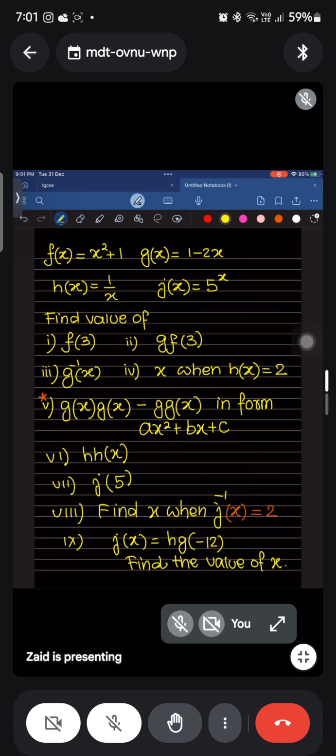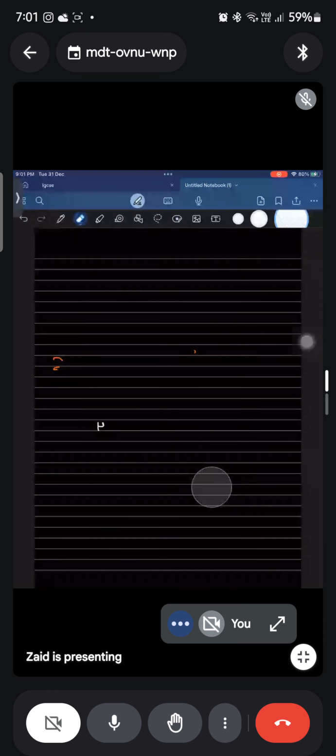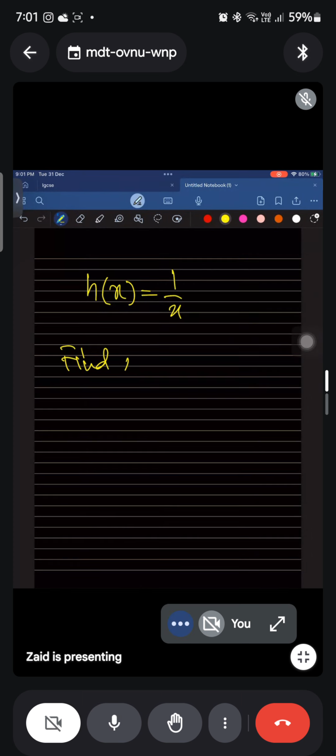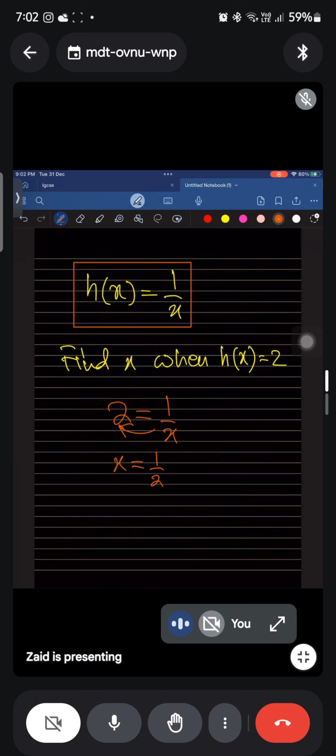You have to find the value of x when h of x equals 2. Find x when h. So h of x is basically the left side of the function. So you're just going to put the value of 2 and then find the value of x. That's it. h of x was equal to 1 over x.